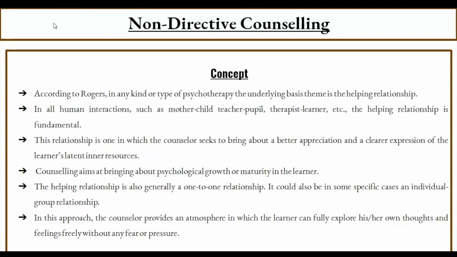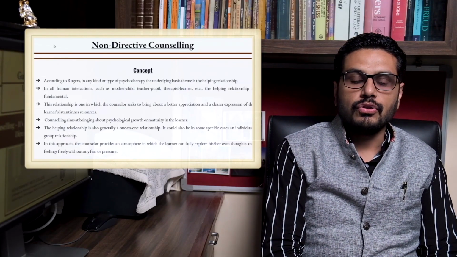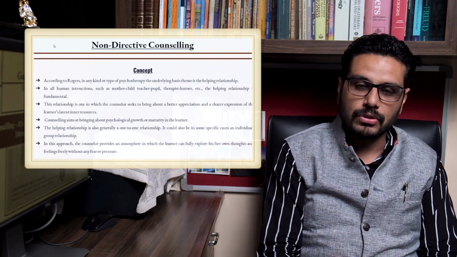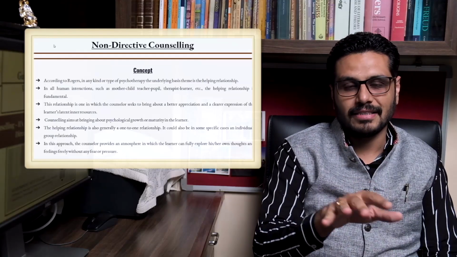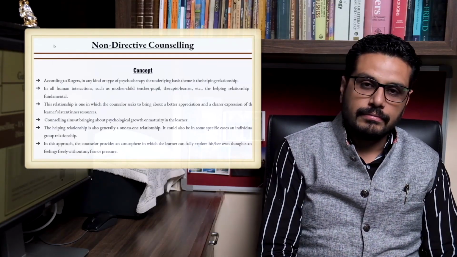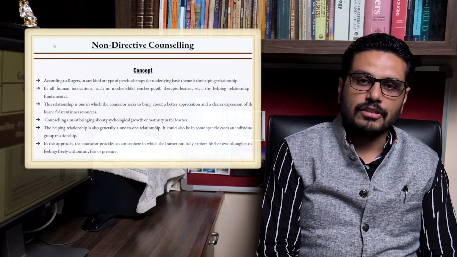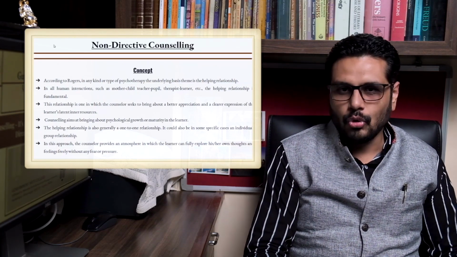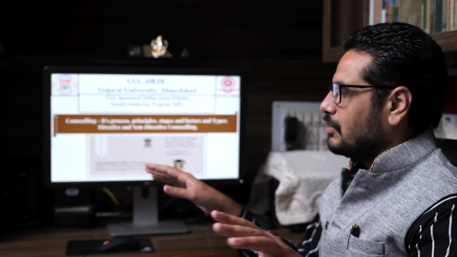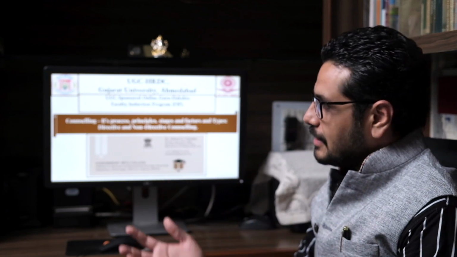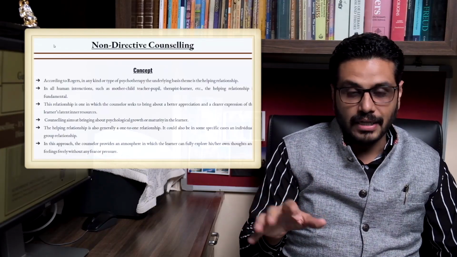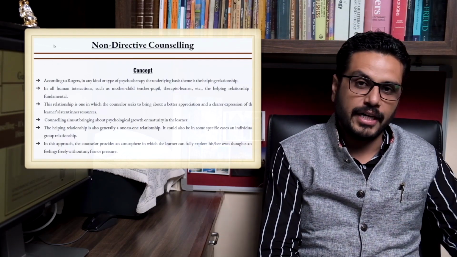Then counseling aims at bringing about psychological growth or maturity. This word is very important. You should make that person mature. What is becoming mature? It is becoming balanced. It is as simple as that. You should be balanced as an individual, neither very happy, neither very sad, neither too excited, neither too low; you are in balance of every emotion that you are going through. If somebody appreciates you, thank you. If somebody criticizes you, thank you again. So that is how you should be. It is very difficult to be like that, but you should try to be like that.